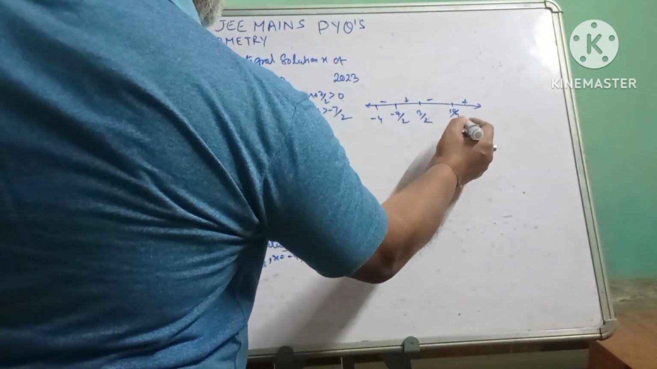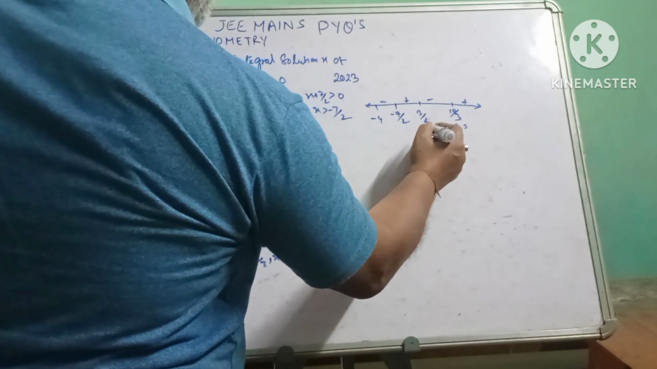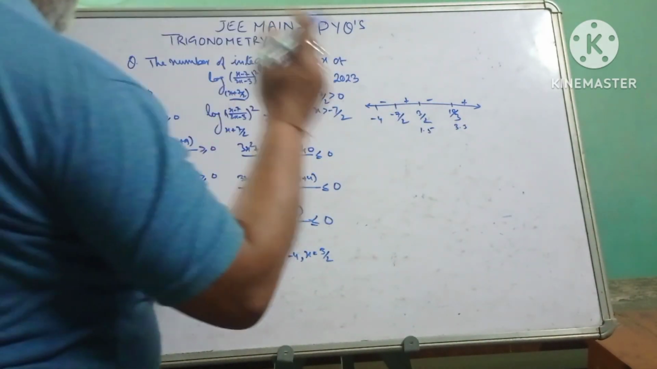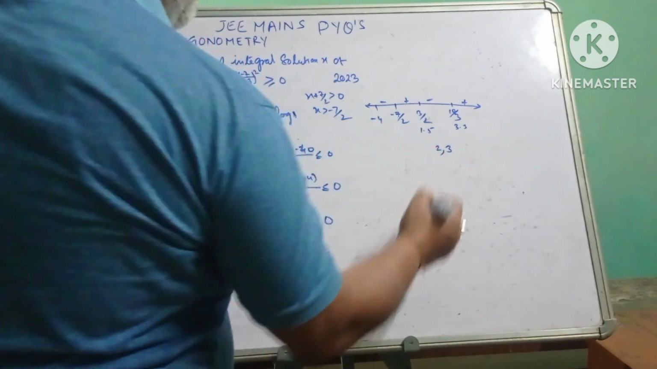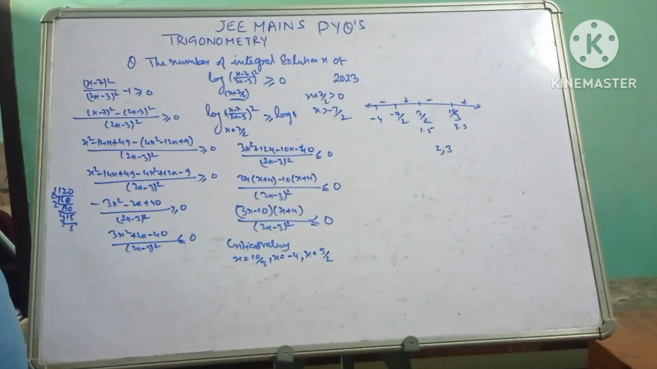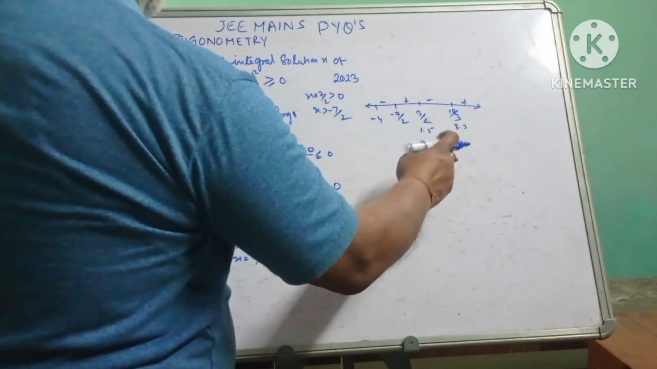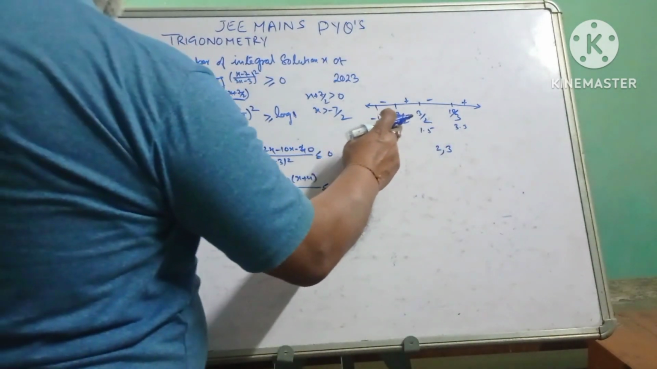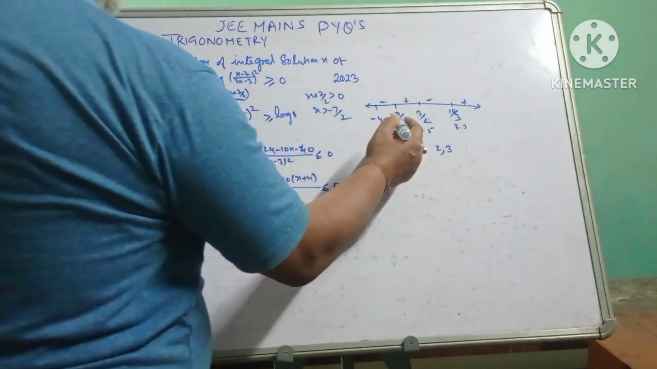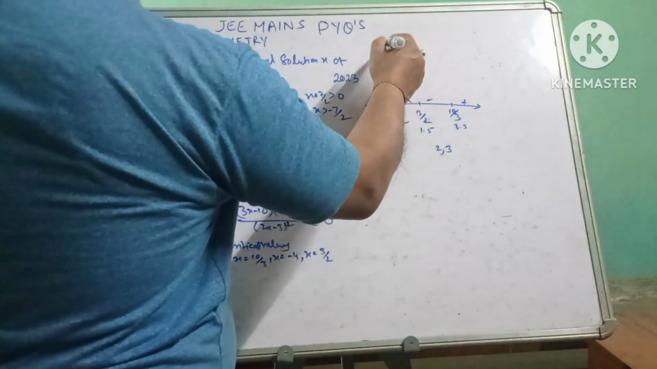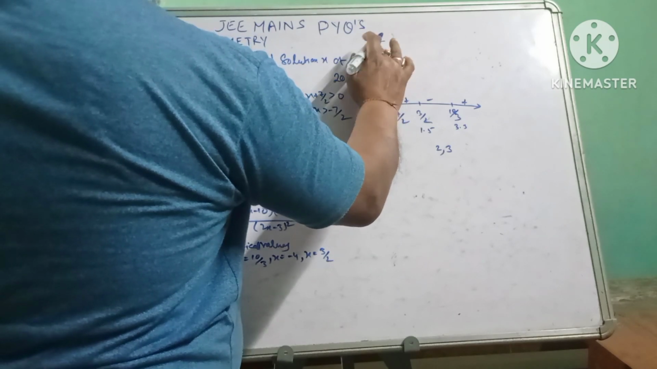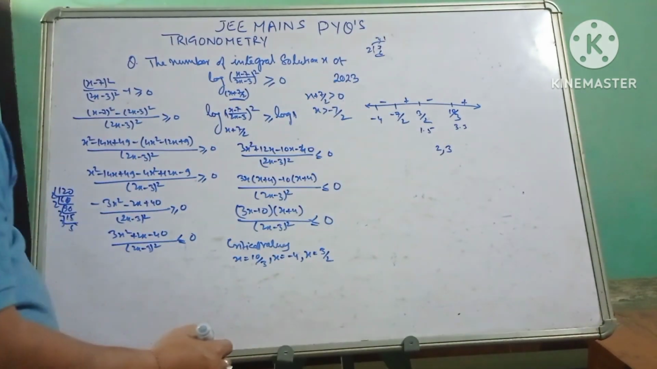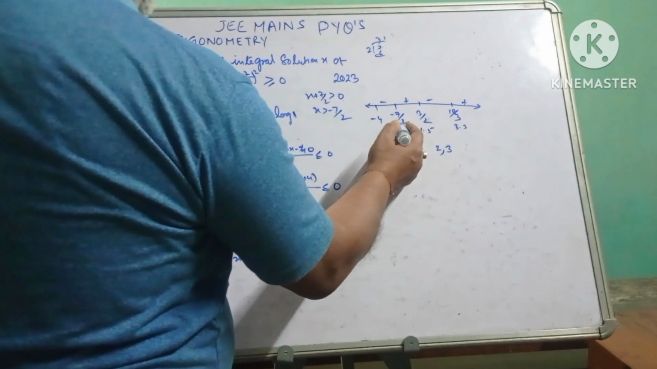This will be something like 3.3, and this will be 1.5. So in between this, the integral values will be 3 and 2, because this is 1.5. So it will be 3 and 2. And between this, how much? This is minus 4 and this is minus 7 by 2; 2 3s are 6, so 7 by 2 is 3.5, minus 3.5.